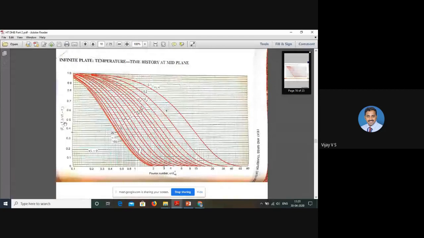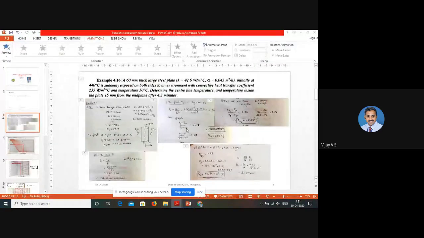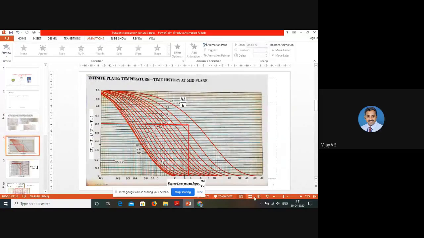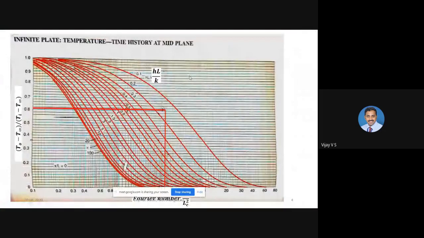Okay, see here in the x-axis you can see Fourier number is given, correct? And these curves represent different values of Biot number. Now I know the Biot number and Fourier number. How much? Fourier number is 3.424. Remember that. Biot number is 0.165. So I will show you this curve only. Yes, so this is the chart, right?